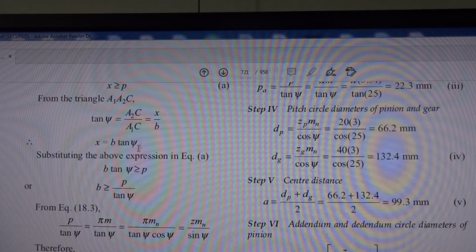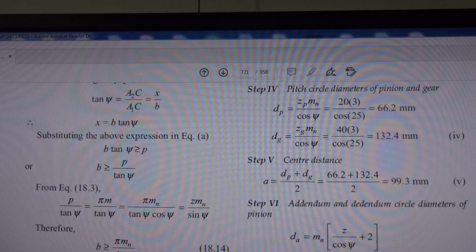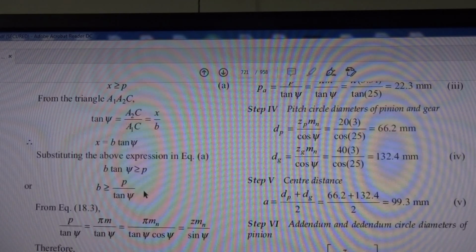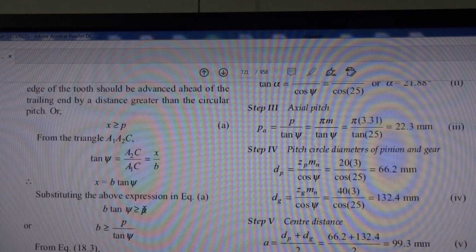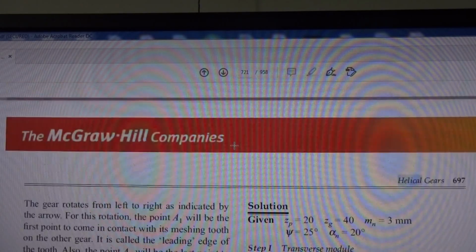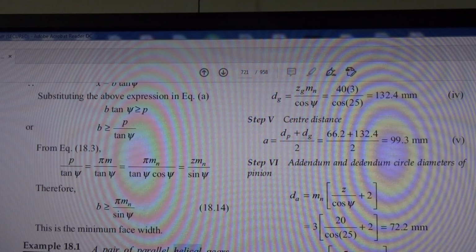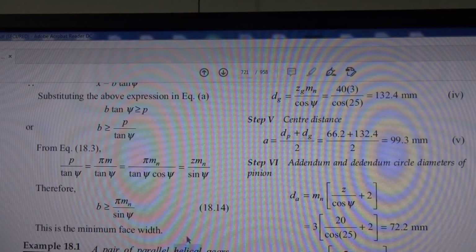It is explained how you can find the width B. You should study this one. The minimum width of this gear is pi mn upon sin psi. You can understand it by seeing this explanation. Now there is a question you can solve, which is based on this theory.